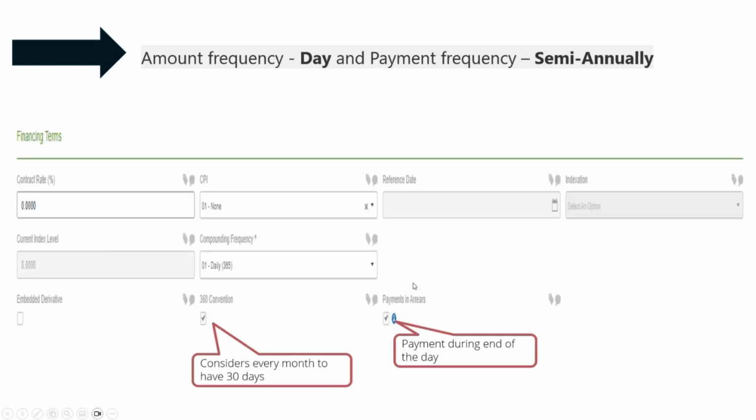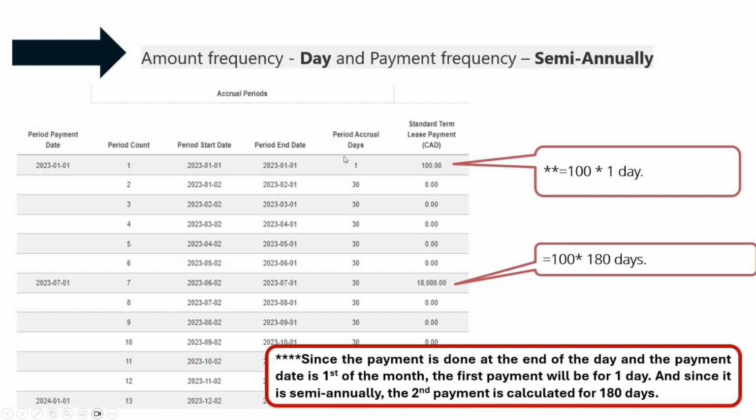Again, in the same scenario, if the 360 convention is on and if the payment in arrears is checked, since the payment is made at the end of the first day, the first payment period will have just 1 day, so 100 into 1. And then the second payment period will take into account the sum of days from February to July. So the total will be 180 days and the amount will be 100 into 180 days.